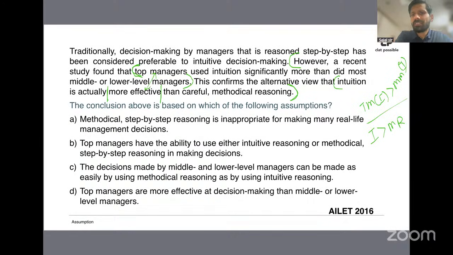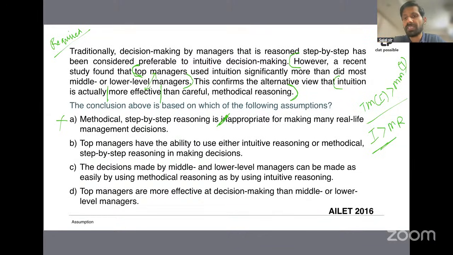Now, do we require this? Because what we are checking is what is required for the argument to hold good. So, if I say methodical step by step reasoning is actually appropriate, I'm denying that statement, right? Is appropriate for making many real life decisions. Does it weaken the argument? No, the argument is simple that intuition is better than methodical. Even if methodical reasoning is appropriate for making many real life management decisions, intuition is better. So it does not harm the argument. If I negate this, it does not harm the argument, right? So A is not required for the argument to hold.